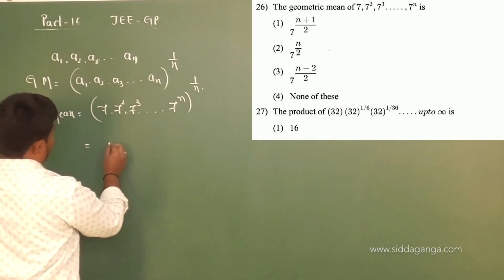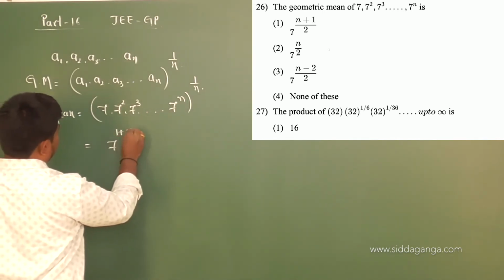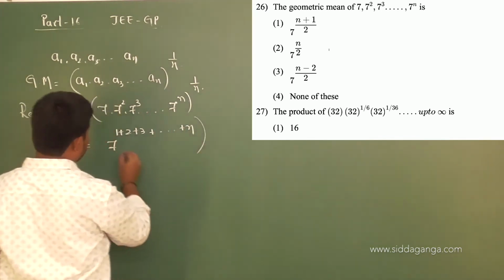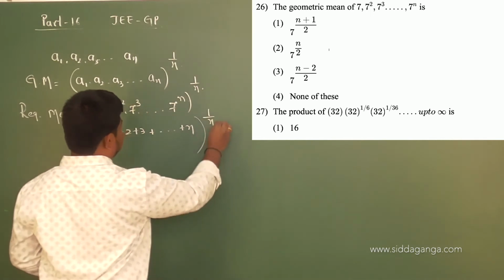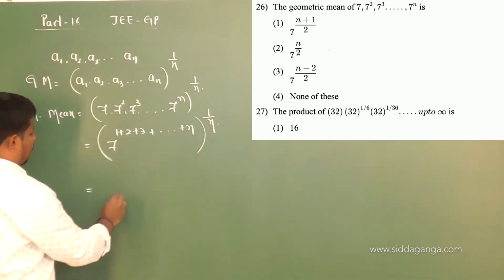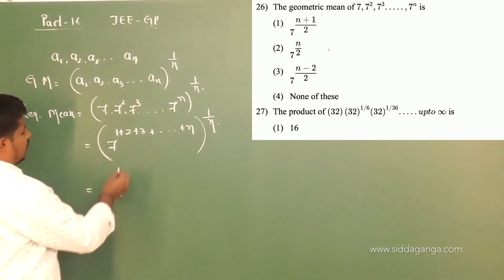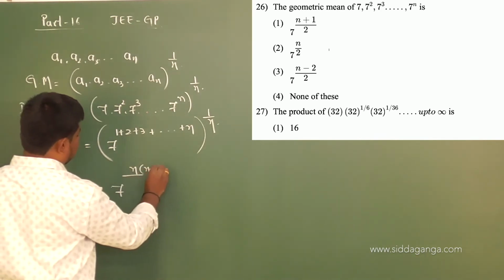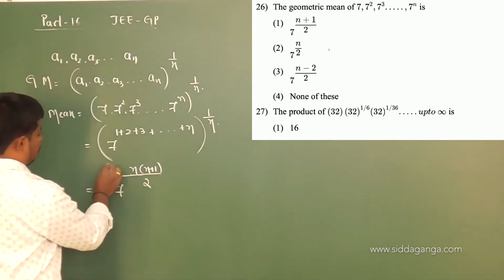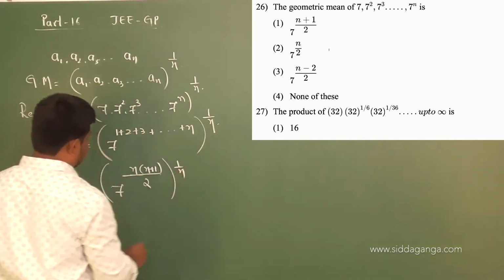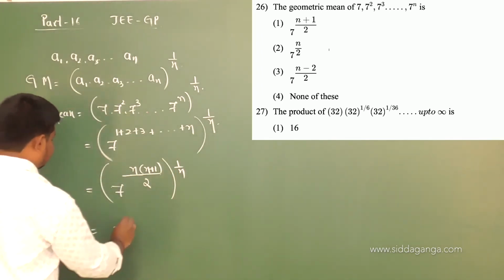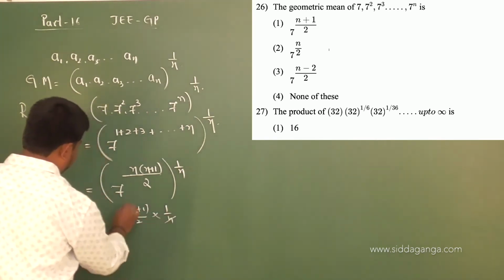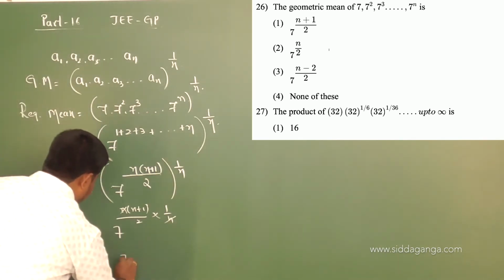Here we have the same base. I am going to add the powers: 1 plus 2 plus 3 and so on up to n, whole power of 1 by n. Now this is equal to 7 power of, here we have the sum of the first n natural numbers, so n into n plus 1 by 2, whole power of 1 by n. So this gives 7 power of n into n plus 1 by 2 into 1 by n. The n gets cancelled, so you get the answer 7 power of n plus 1 by 2.